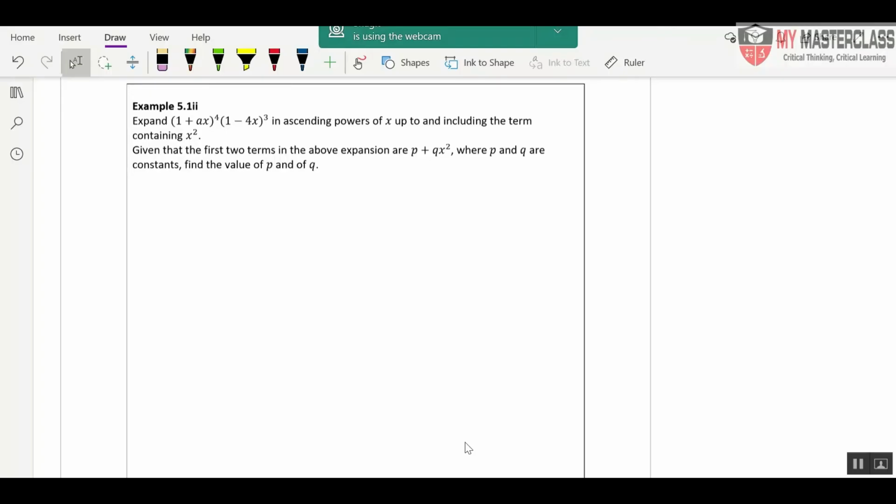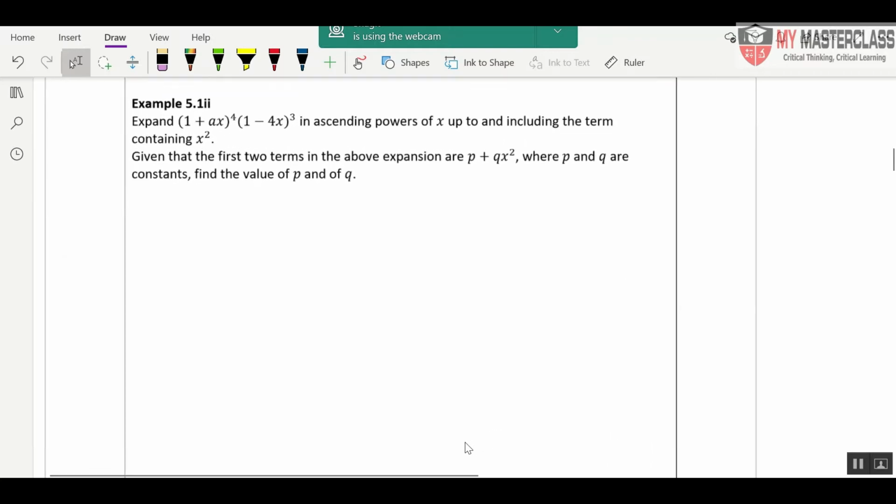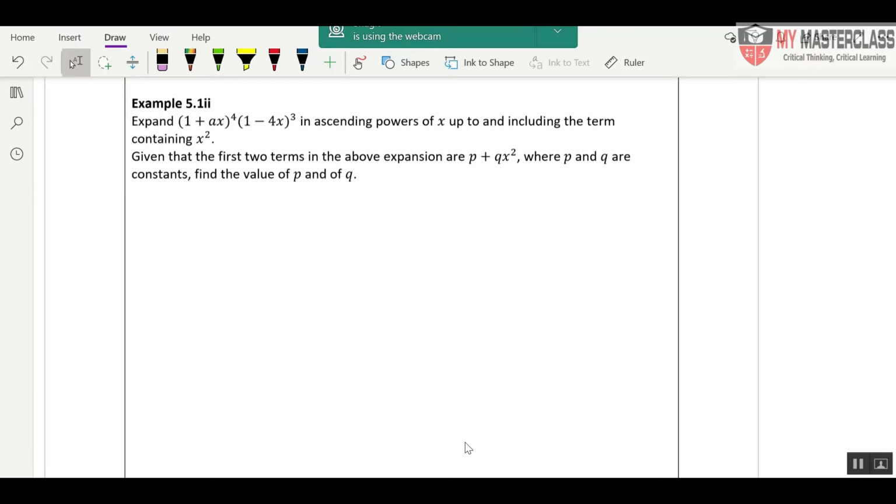So in binomial expansion, it's important you know how to compare coefficients. Okay, compare the coefficient of x squared, x, and even a constant. Alright. So in this case, they want a multiple of 2 expansions. So let's do the expansion separately first, which means 1 plus ax to the power of 4.